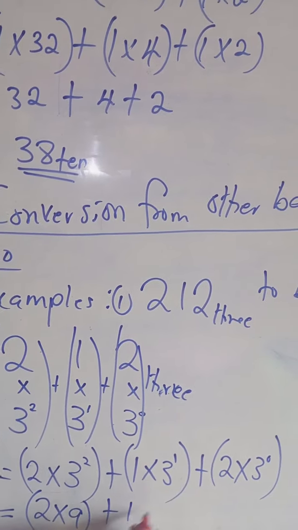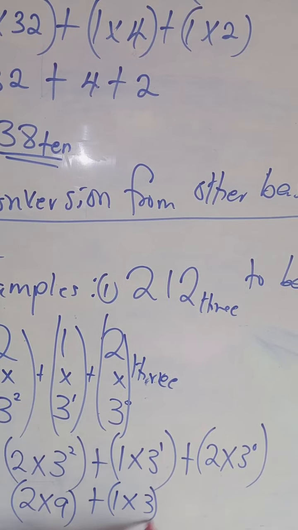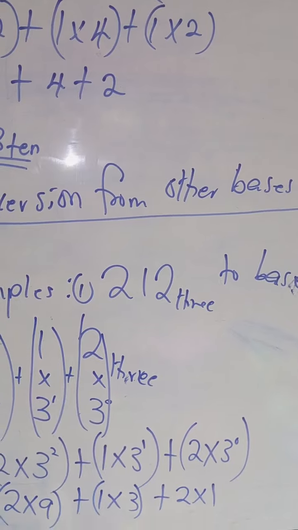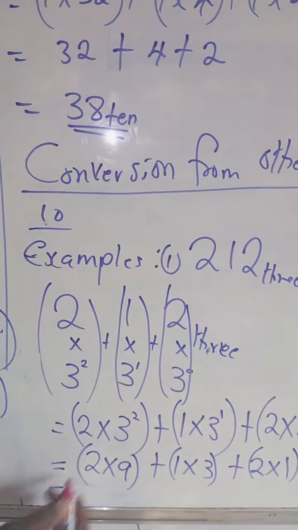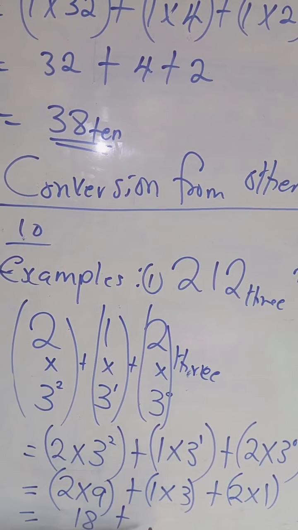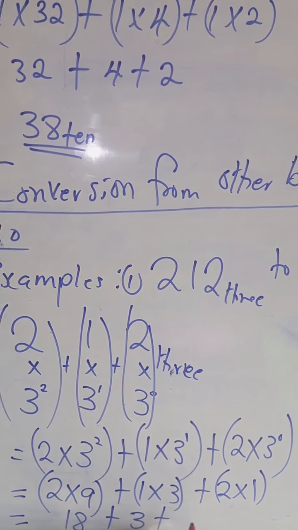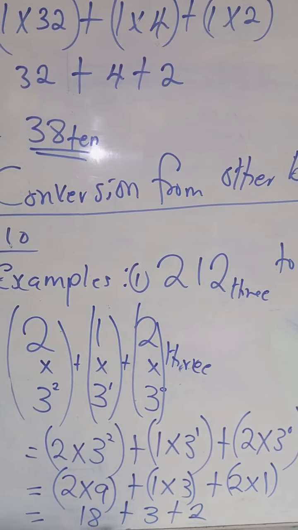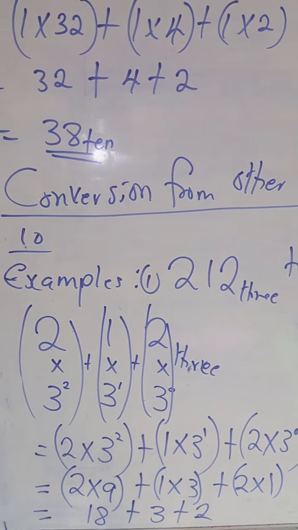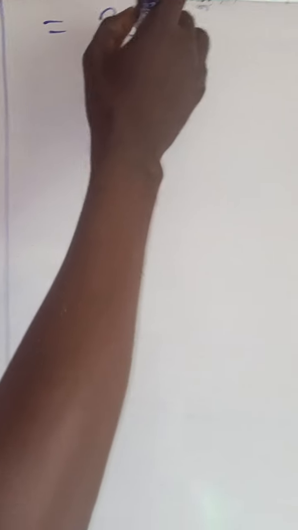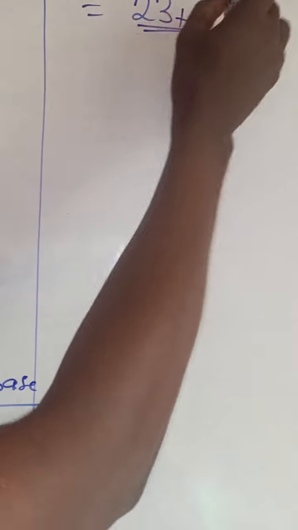Then 3 raised to power 1 is what? 3. And 3 raised to power 0 is 1. So we can further have this one as 18 multiplied by 3, then add 2. So 1 times 3, so add 2. So this gives me 20. It gives me 23. It gives me 23 base 10.